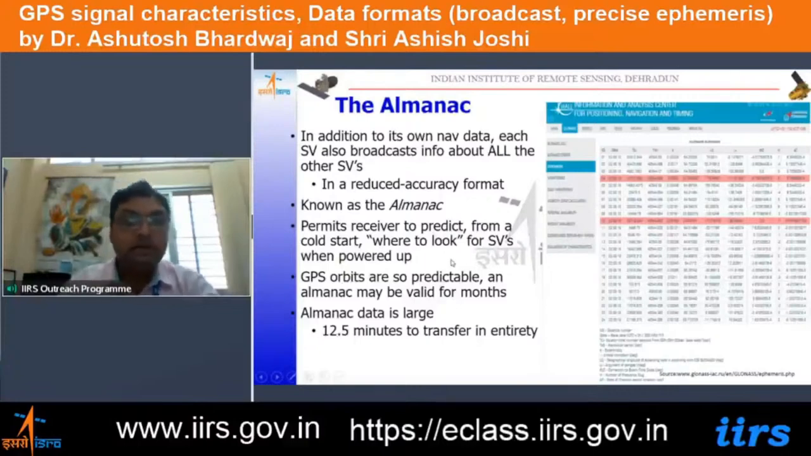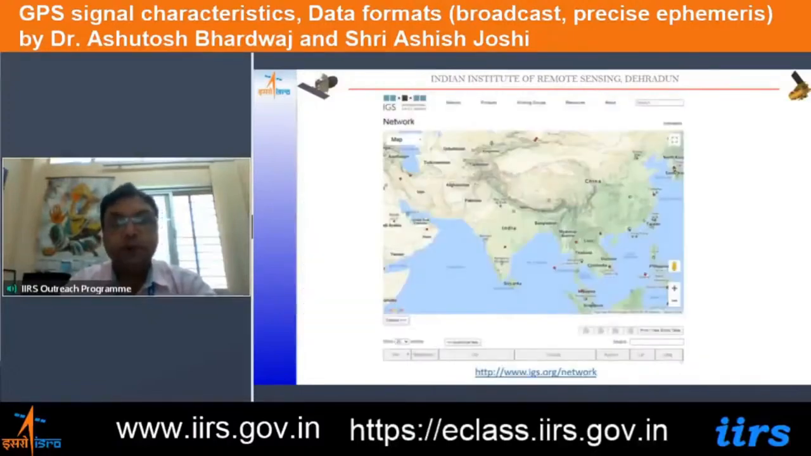This almanac actually enables the GPS receiver to search for the satellites so that it can establish the connection. Sometimes cycle slips are also there, that means loss of lock with the satellite, so again it can connect. That almanac data is required for that.